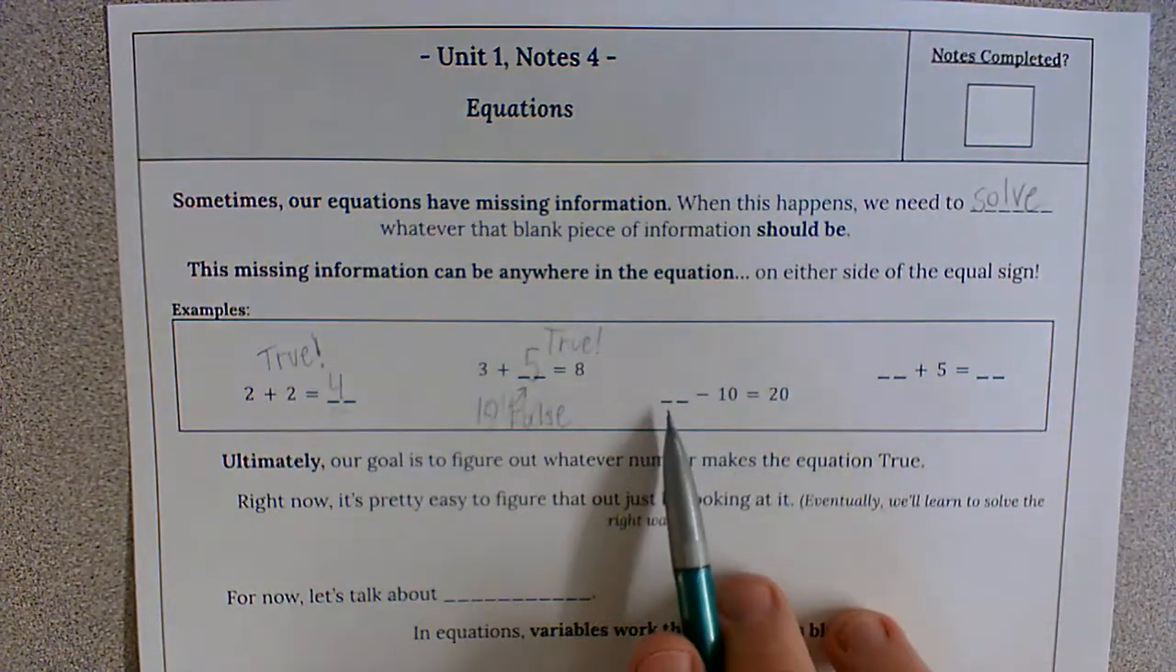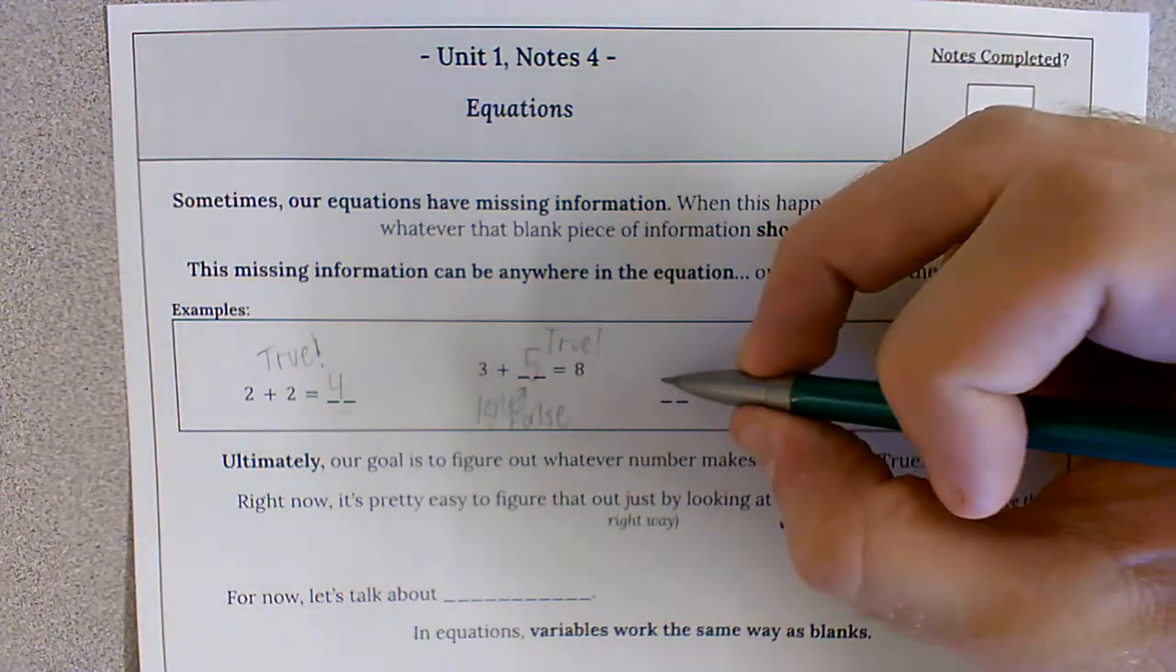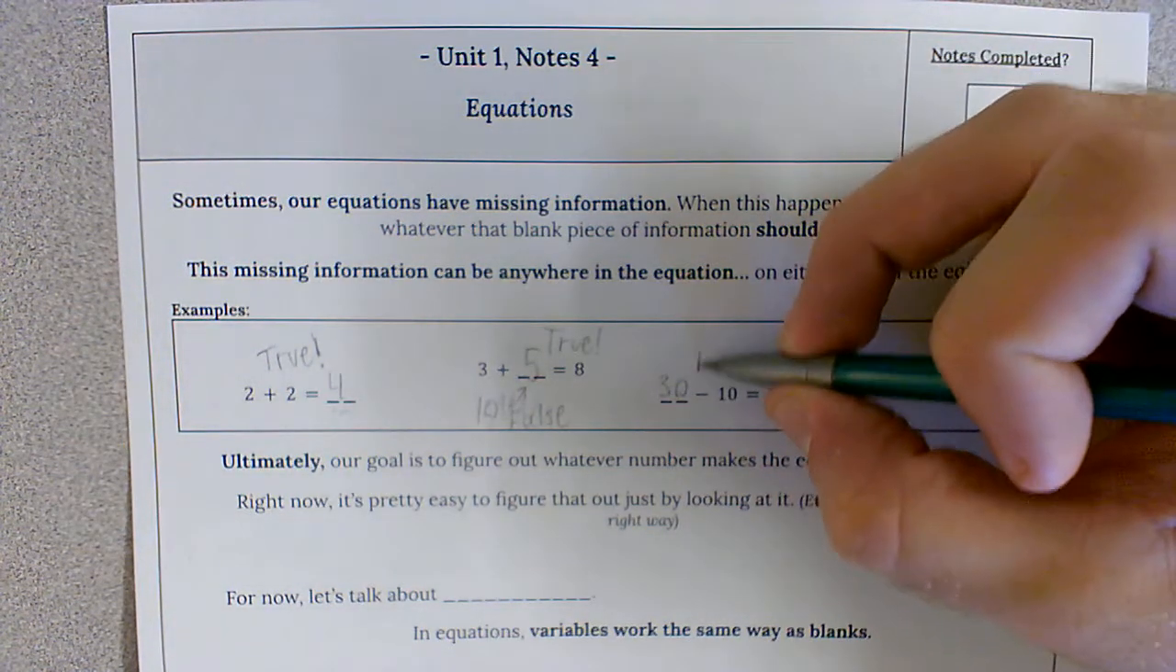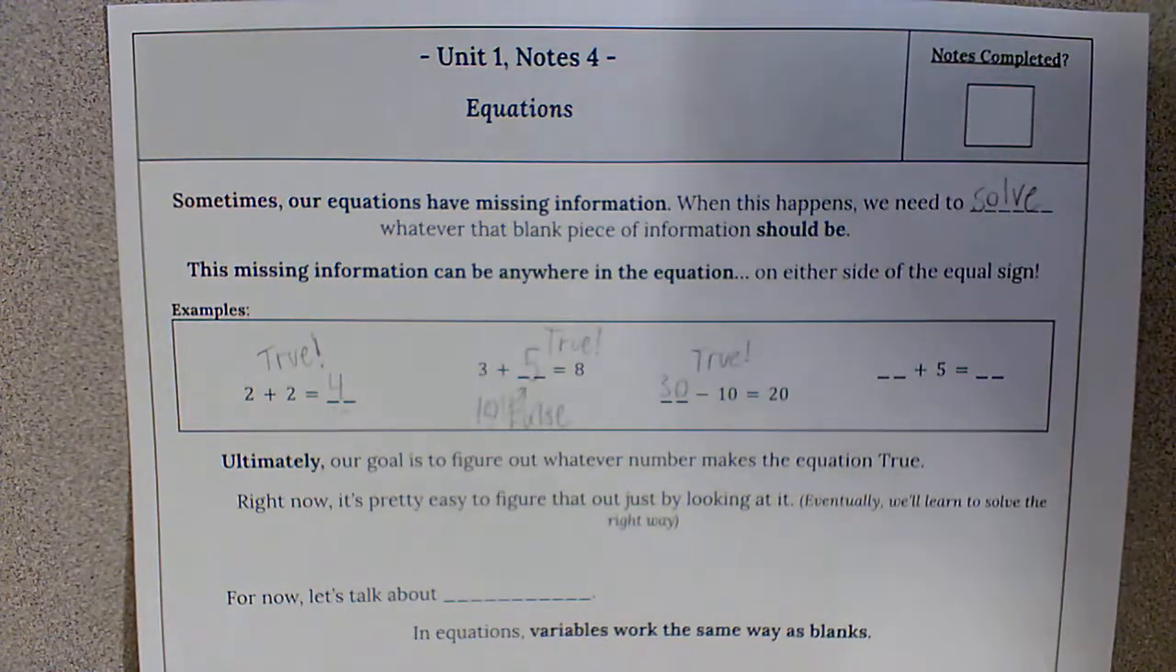Sometimes it takes a little bit of thinking. What minus 10 gives us 20? Well, that'll be 30. We plug in 30. That makes our equation true. See, filling in the blanks gives us a true equation.